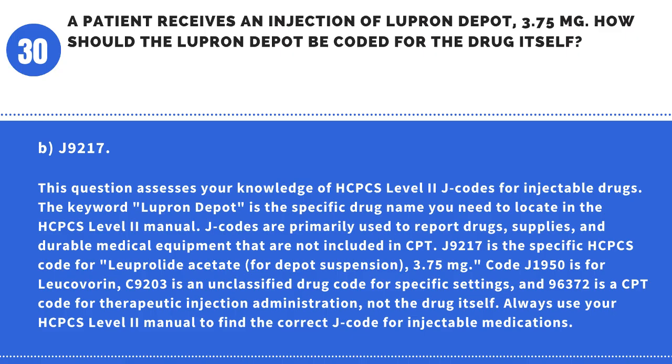The keyword Lupron Depot is the specific drug name you need to locate in the HCPCS Level 2 manual. J-codes are primarily used to report drugs, supplies, and durable medical equipment that are not included in CPT. J9217 is the specific HCPCS code for leuprolide acetate for depot suspension 375 mg. Code J1950 is for leucovorin, C9203 is an unclassified drug code for specific settings, and 96372 is a CPT code for therapeutic injection administration, not the drug itself. Always use your HCPCS Level 2 manual to find the correct J-code for injectable medications.